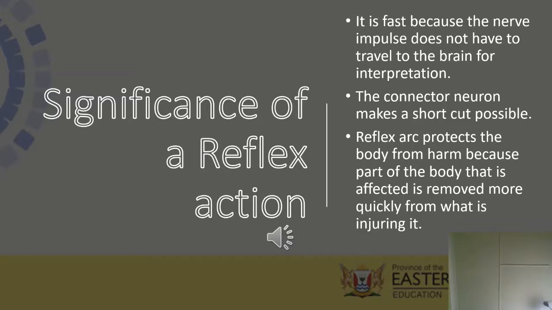In summary, in three points, how significant is the reflex action? It is fast because the nerve impulse does not have to travel to the brain for interpretation. Number two, the connector neuron makes a shortcut possible. Number three, the reflex arc protects the body from harm because the part of the body that is affected is removed more quickly from whatever source of injury.